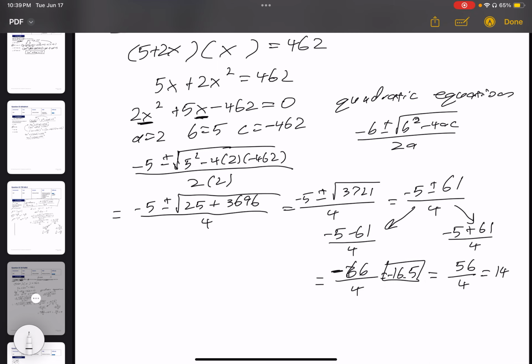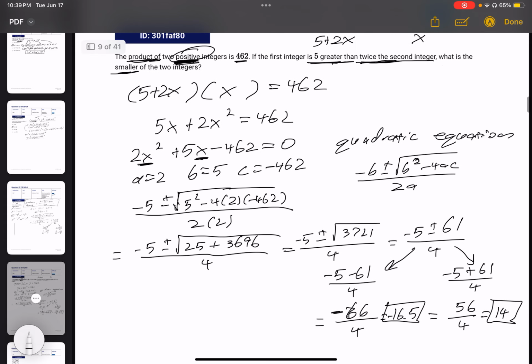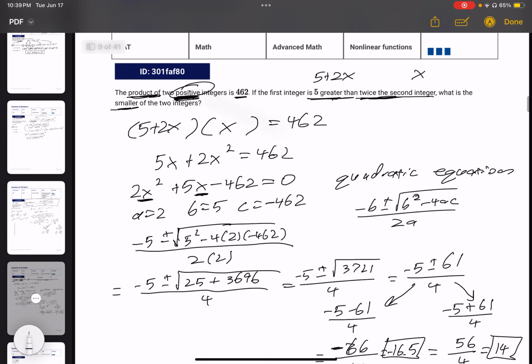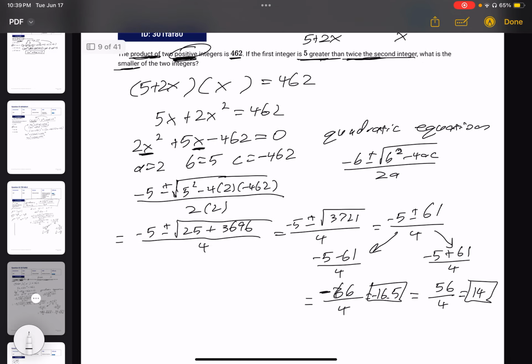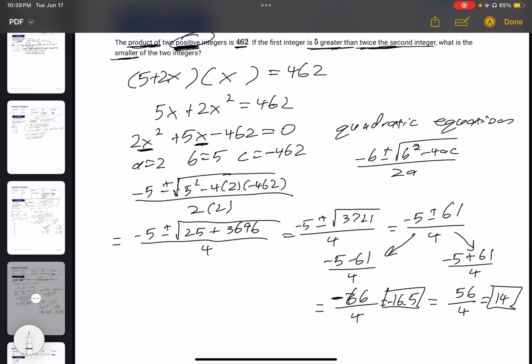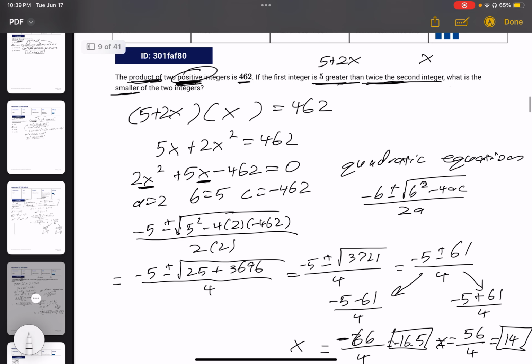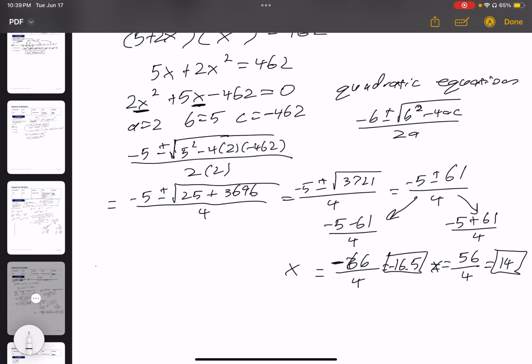So these are our two possible answers, but we have a dilemma since we can only pick one. So looking at the problem again, the product of two positive integers. If x is negative here, it's going to mess everything up. So we have to stick with the 14. Remember, this is the x. This is equal to x, not both integers. So we know that one integer, the first integer, is 5 plus 2x. The second integer is x. We know that this one's going to be smaller, and we know that x is equal to 14 itself, so that will be our answer.